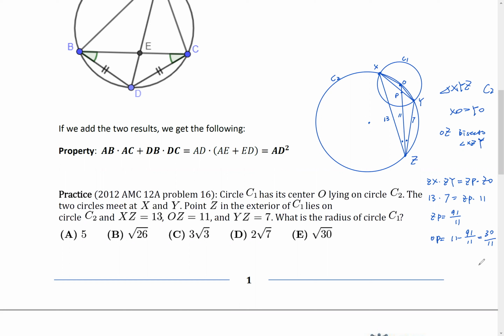Wait a second, what are we looking for? We are looking for the radius of C1. Allow me to maybe highlight. We are looking for XO, or maybe YO. These two segments are the radius. Remember the second property we just learned today: XO squared, which equals YO squared, equals OP times OZ.